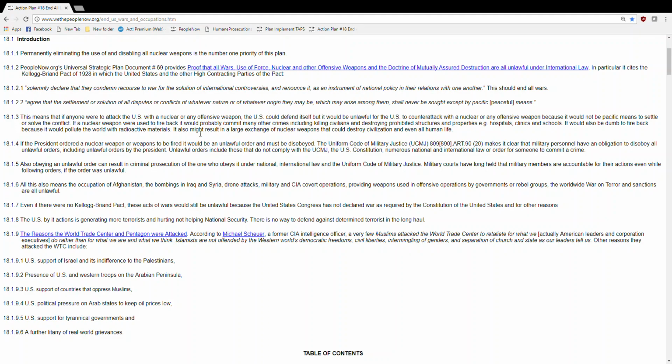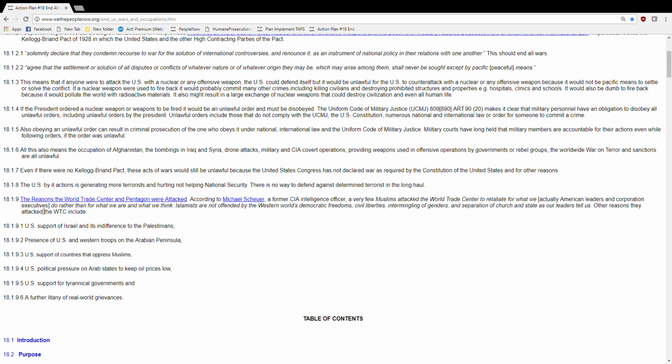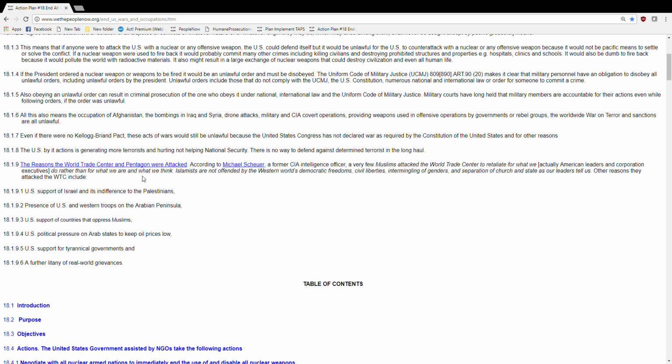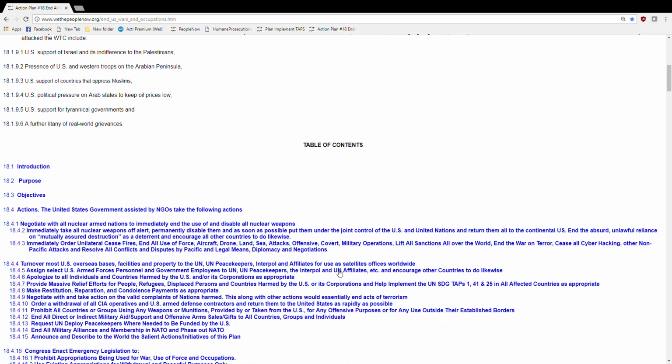It's right here. I would like to point this out, that the reasons the World Trade Center and Pentagon were attacked. Michael Scheuer is a former CIA intelligence officer, and he says it was attacked not because of what some of our leaders have told us, that they attacked us because of what we are and what we think. They attacked us because we are supporting Israel. We have a presence of U.S. and Western troops. We were supporting the countries that oppose and oppress Muslims. We're putting pressure on them to keep their oil prices low. We support tyrannical governments. So we've got to apologize for all that.